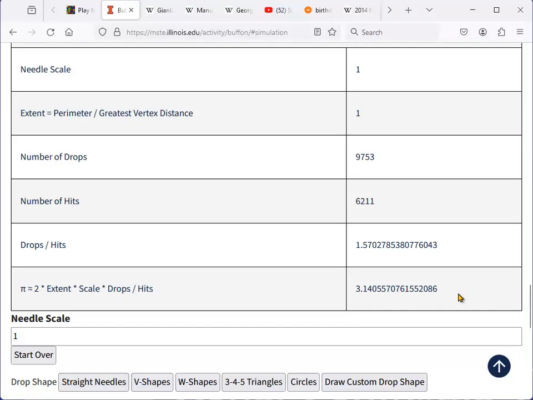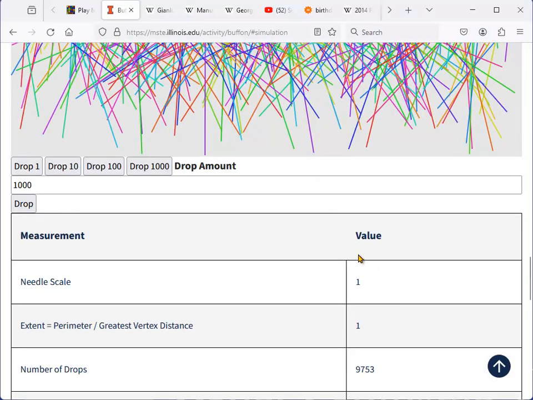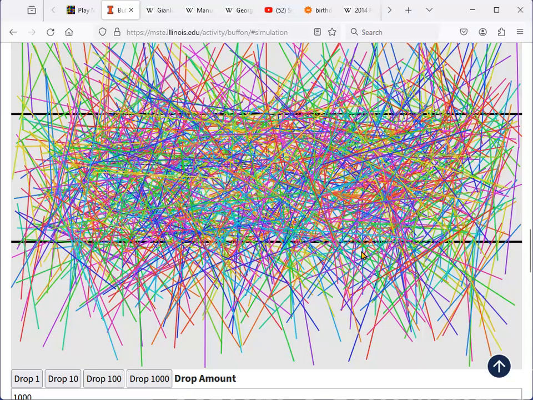Well, do your own. By the way, I do like this applet here because of all these colors that are in here. So yes, do your own drops and record.